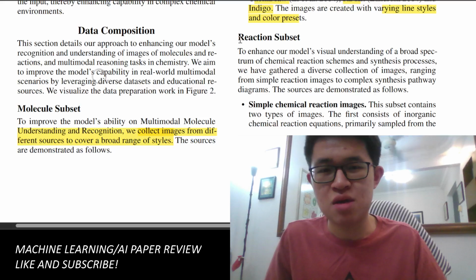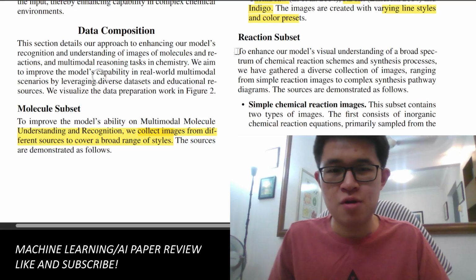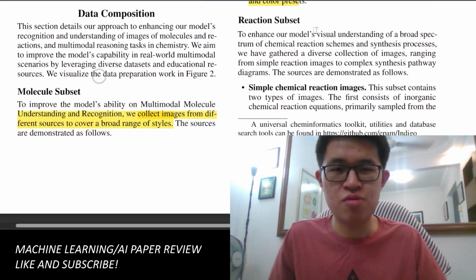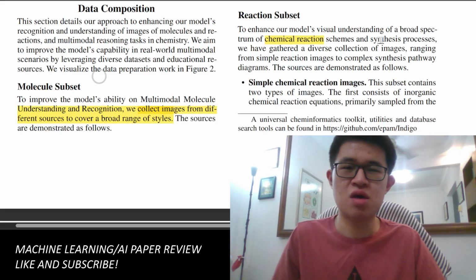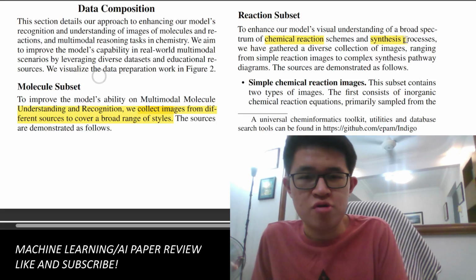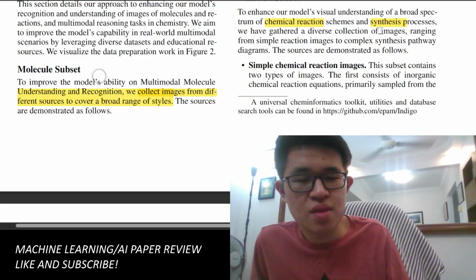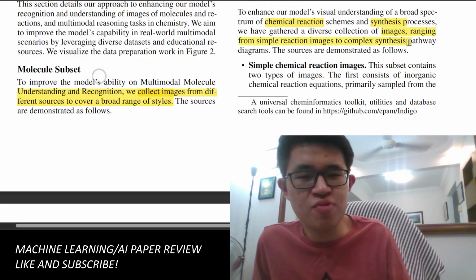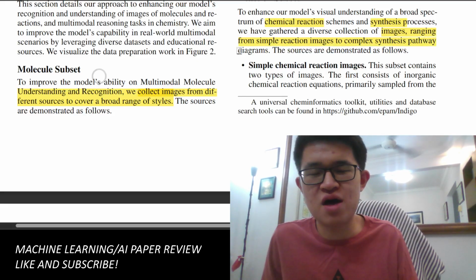Okay, next, reaction subset. To enhance our model's visual understanding of a broad spectrum of chemical reactions. So they're talking about chemical reaction and synthesis processes. They have a ton of images, ranging from simple reaction images to complex synthesis pathway diagrams.